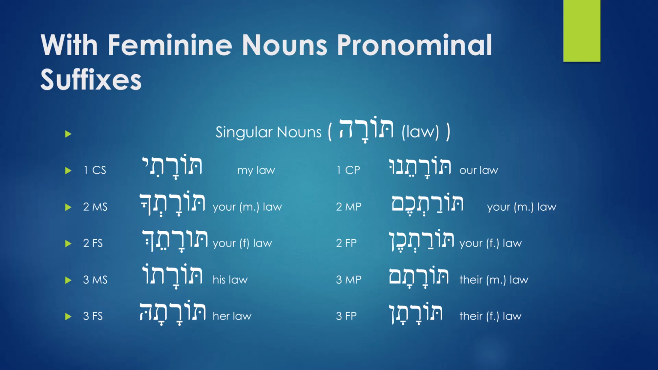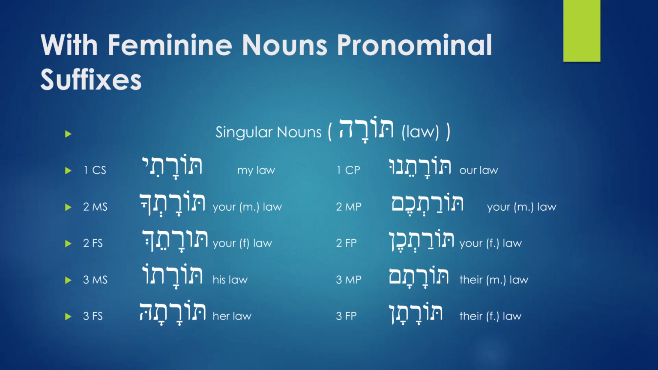Second person feminine, you have Toratech, and Toratech means your law, feminine. Third person masculine, you have Torato, which means his law. Third person feminine, you have Torata, and that means her law. On the plural forms, you have Toratenu. Toratenu means our law.